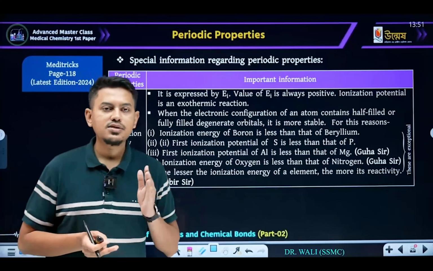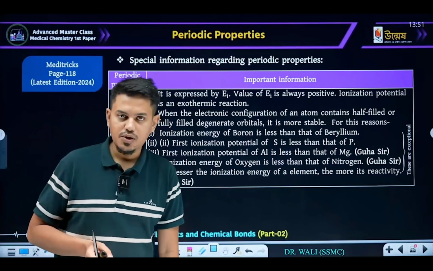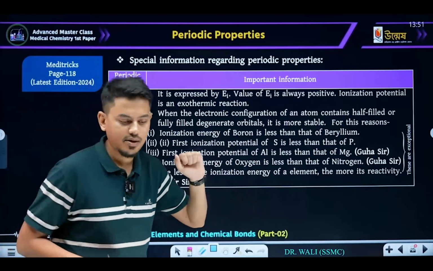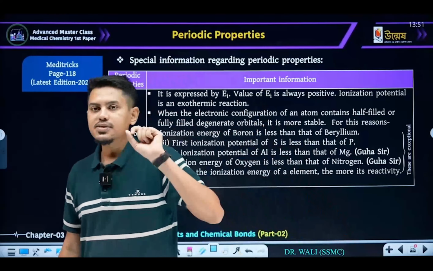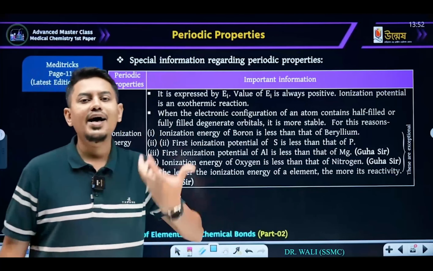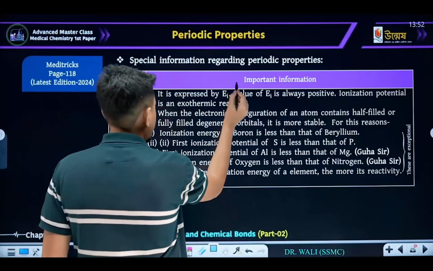As we all know, ionization energy increases in the period from left to right, and it decreases from top to down. But there are some exceptions in the period. There is no exception in the group, but there are some exceptions in the period, basically in p block. Why? Because of the stable electronic configuration. Stable electronic configuration compels them to show a bit higher ionization energy than the preceding or the following element. Anyway, it is expressed by EI.